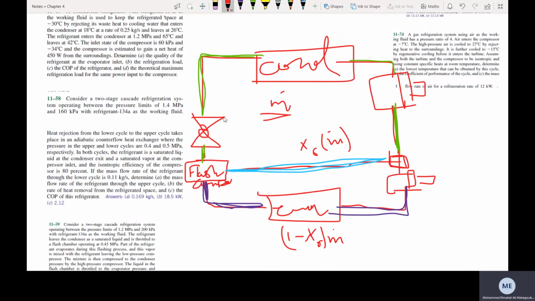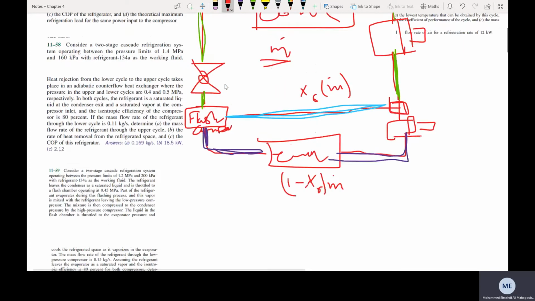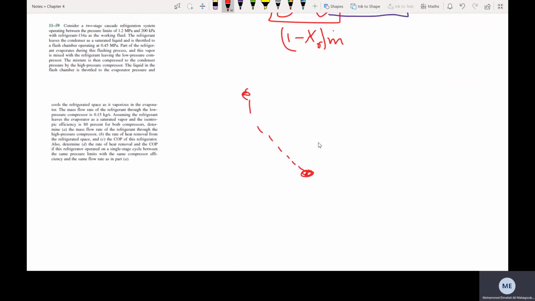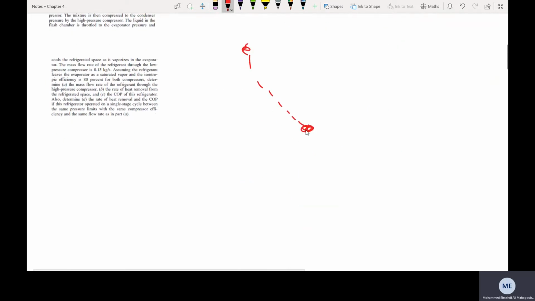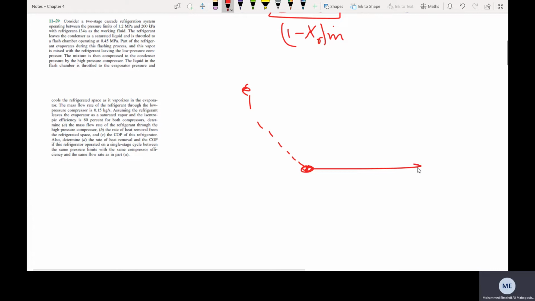Actually, let's not do that completely. I'm going to put the process after the throttling device. So I have there a point, and after the throttling device, this is the new point. From this point, I will have the division. Some of it will go directly to the compressor, which is going in this way, and some is going to recirculate back. The one that's recirculating back is this amount. And this is my dome.